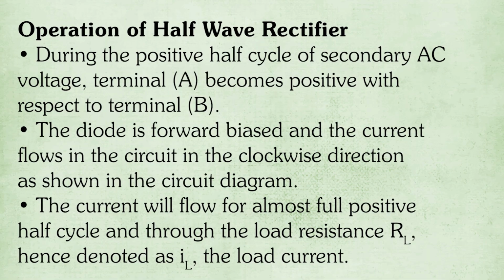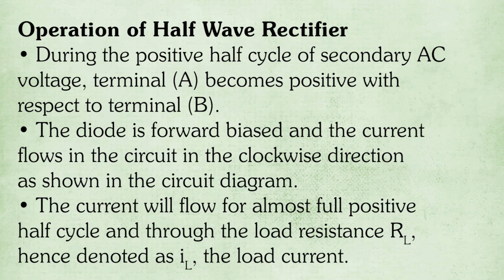Now, let us study about the operation of half wave rectifier. During the positive half cycle of secondary AC voltage, terminal A becomes positive with respect to terminal B. So, referring to the circuit we have seen for the half wave rectifier, when the positive half occurs, at that time terminal A becomes positive and terminal B becomes negative. So, what happens at that time? The diode is forward biased and the current flows in the circuit in the clockwise direction as shown in the circuit diagram.